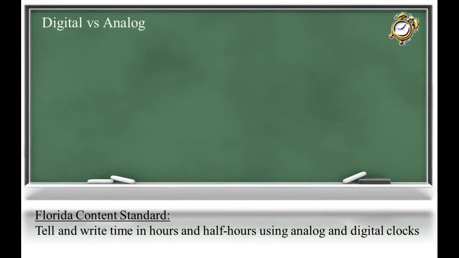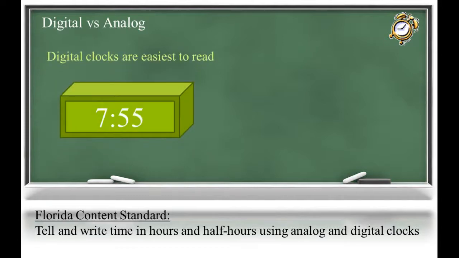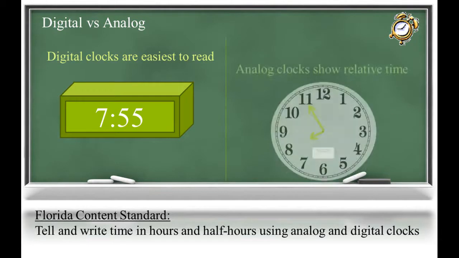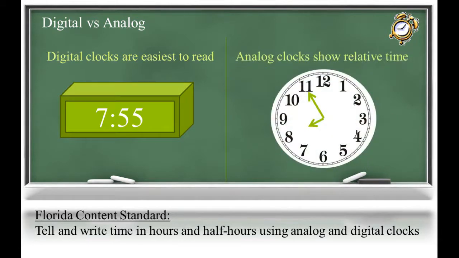As students are learning the differences between digital and analog clocks, they will notice that digital clocks are way easier to read because they show the time in the same way that we write time. Children may even wonder why we use analog clocks at all. Analog clocks are important because they show relative time. For instance, we can see that 7:55 is close to 8 o'clock since the hour hand is close to the 8. Analog clocks are also great tools to illustrate how many seconds are in a minute and how many minutes are in an hour.